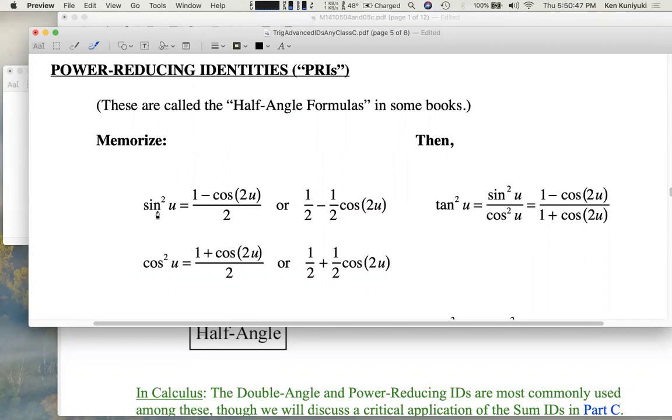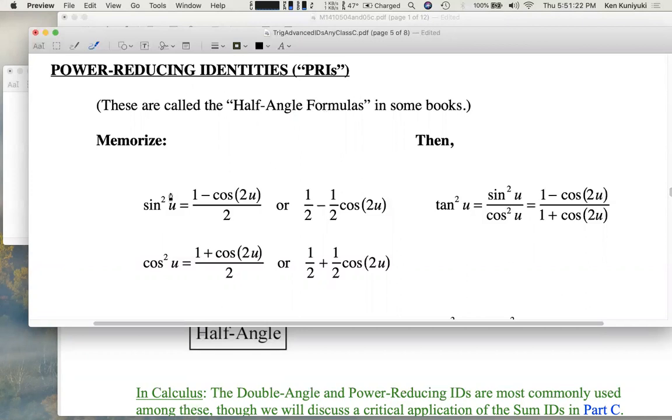So in calculus, remember that calculus hates squares. Calculus hates taking the derivative or an integral of a square, like the square of sine of u, or the square of cosine of u, or the square of tangent of u. So we might want to break this up. Now, these right-hand sides might look worse, but actually calculus loves these when it comes to taking derivatives or integrals, differentiation or integration. Okay, so how do we get these power reducing identities, these PRIs?